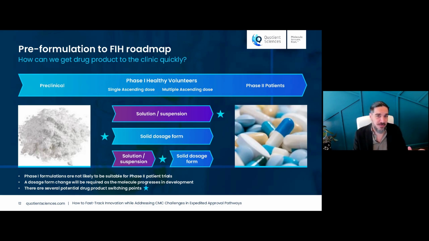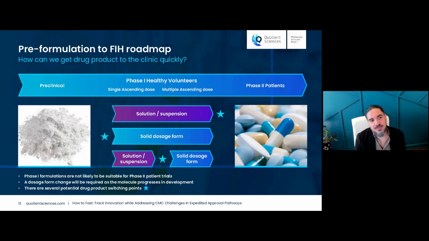However, for the drug product program itself, you're really pushing the development of the program just down the line. So therefore, there could be a slight delay while you do some additional development after your phase 1 and bridge those formulations for your patient studies.